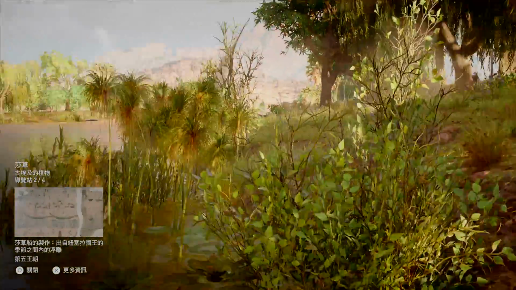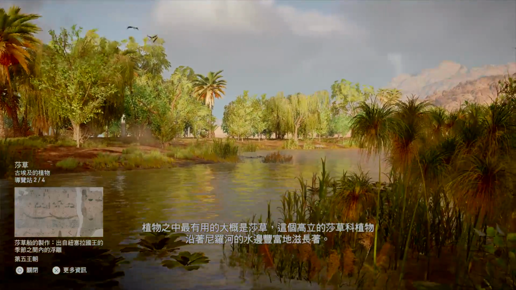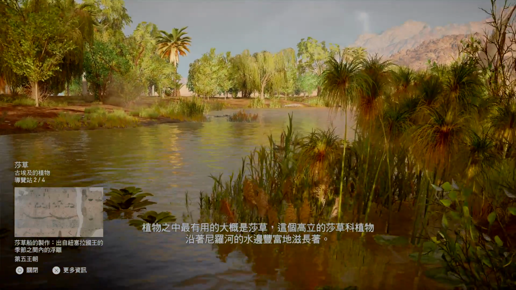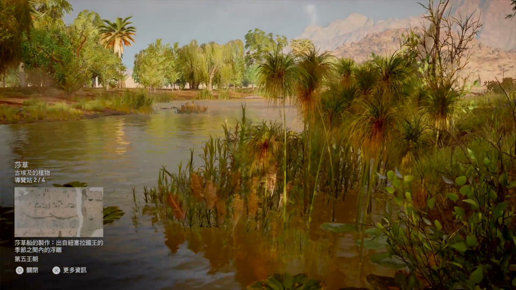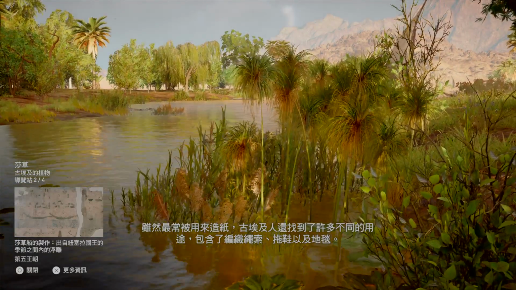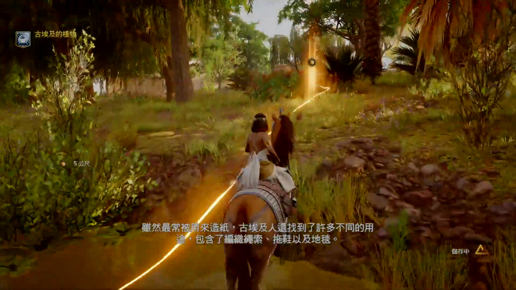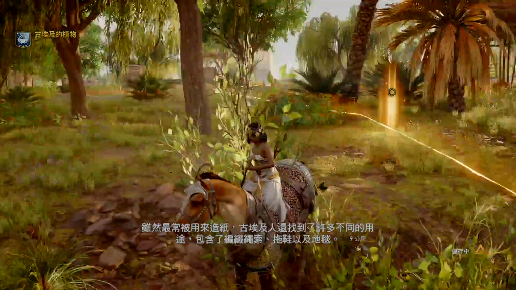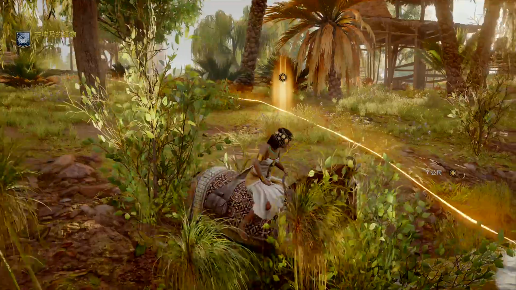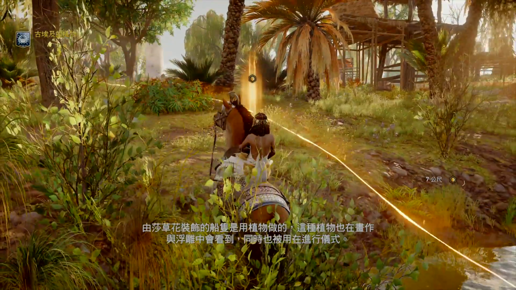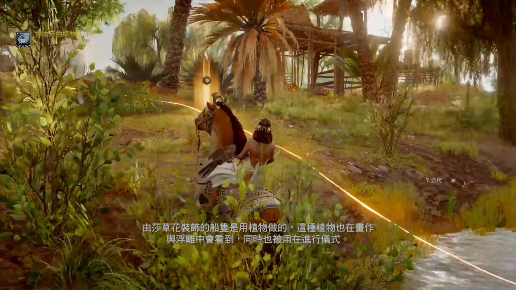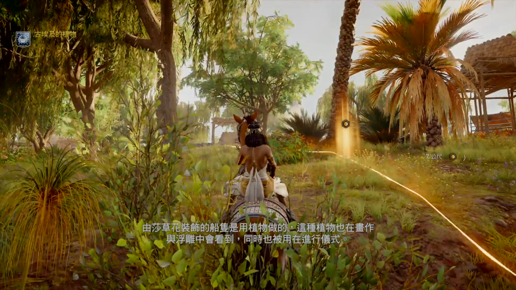One of the most important plants was the papyrus. This tall sedge plant grew in abundance along the water's edge of the Nile. Commonly known for its use as paper, the ancient Egyptians found many other functions for it, including rope, sandals, and mats. Papyriform boats made from the plant are seen in paintings and reliefs, and were used in ritualistic ceremonies.